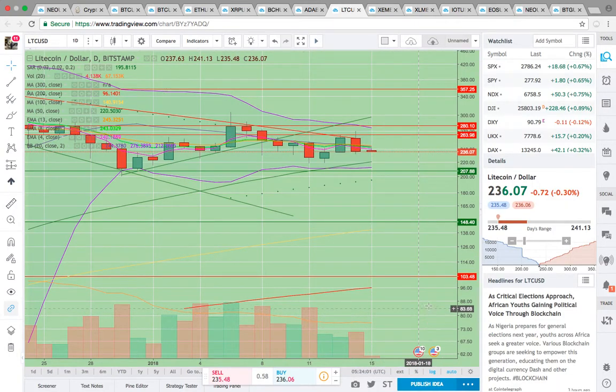Okay, let's look at Litecoin. So Litecoin has a similar chart to Bitcoin Cash, where it has very tight Bollinger Bands going. Notice that this is the upper Bollinger Band. This is the lower Bollinger Band. They're super tight. It's been in a sideways channel. Something's going to give eventually.